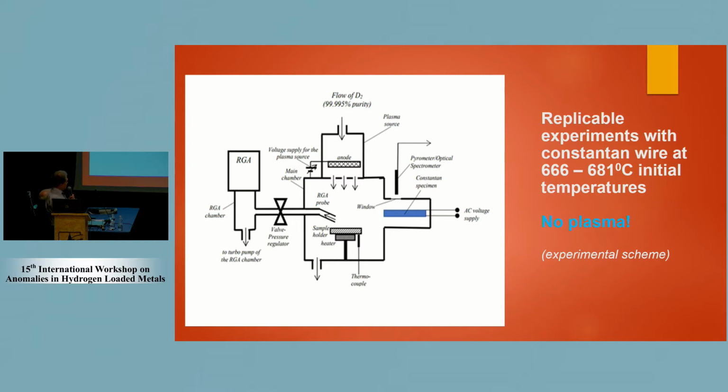We installed here a tube, and again, we used exactly the same specimen: constantan wire, coiled around an alumina rod, and AC voltage supply. With an optical spectrometer initially and after it with a pyrometer, we measured the temperature. By optical spectrometer, the initial temperature was determined using Planck's law.